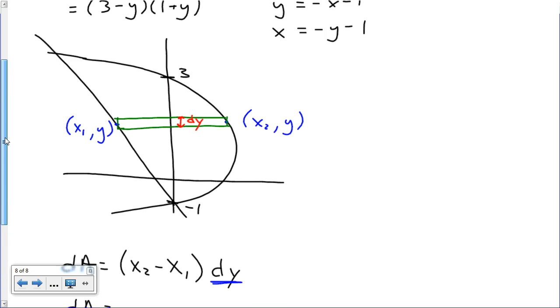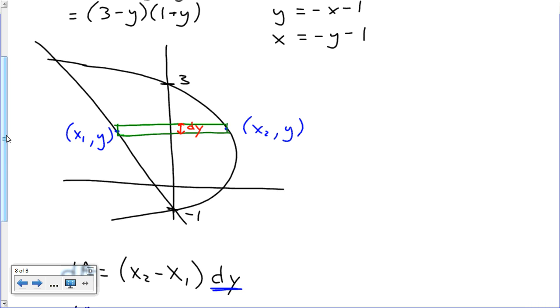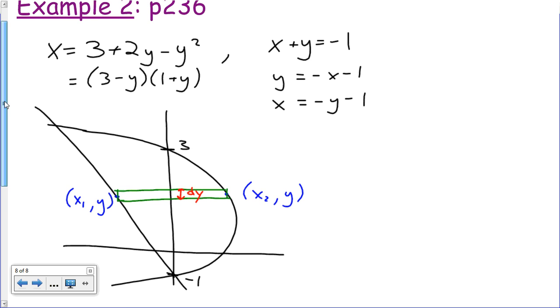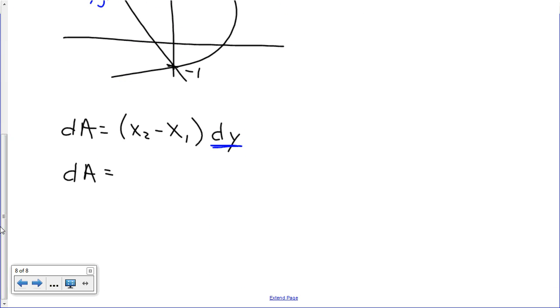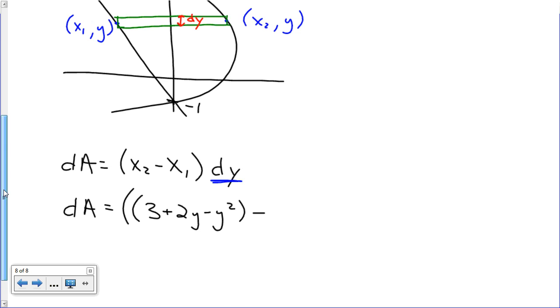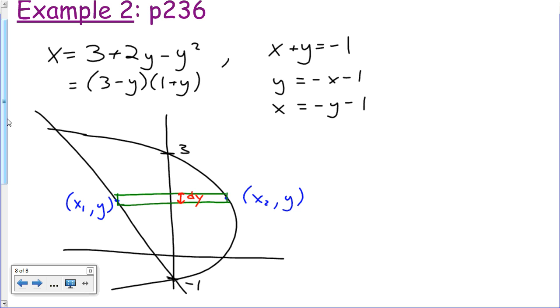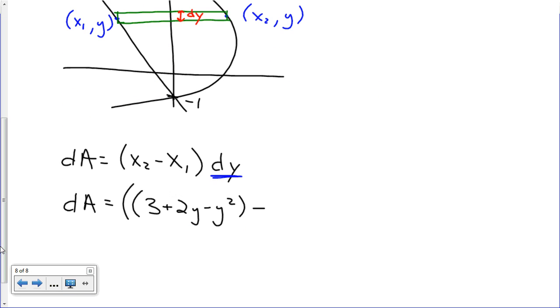If you look at x2, x2 is over here on the right. It's on the curve. So I need to know what x is equal to as a function of y. And so there we go. It's 3 plus 2y minus y squared. So that's x2. And then replace x1 with what it's equal to. x1's over here on the straight line, so I need to know what x is equal to as a function of y. So that's a good thing, actually, that we wrote this down, because that's what we need here. x is equal to negative y minus 1, and that's times dy.